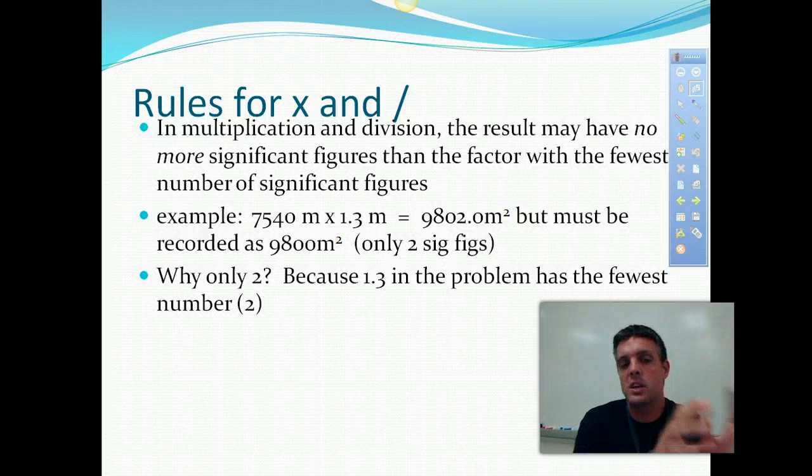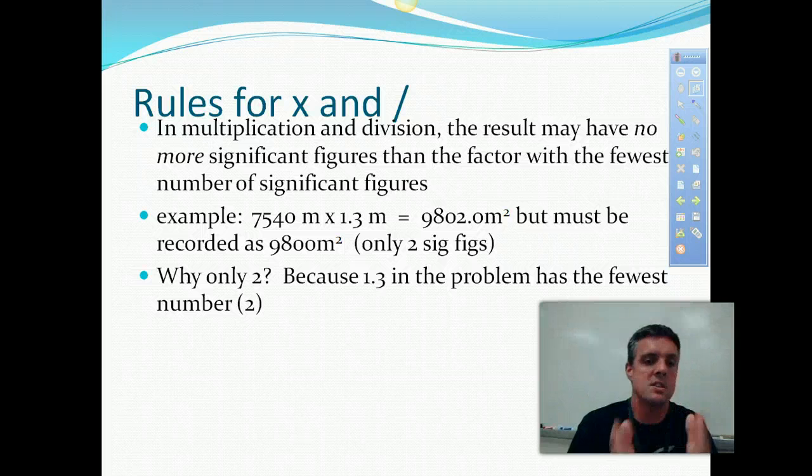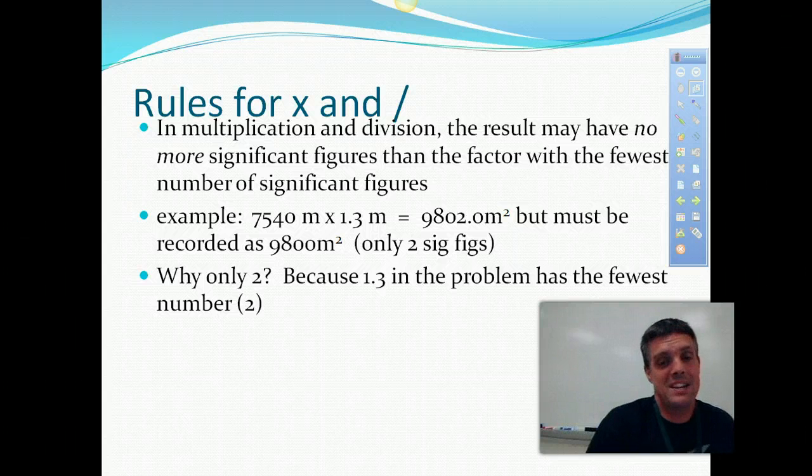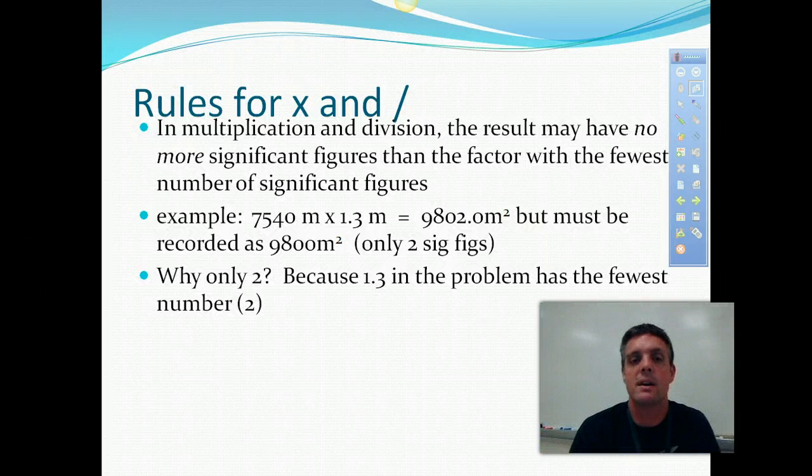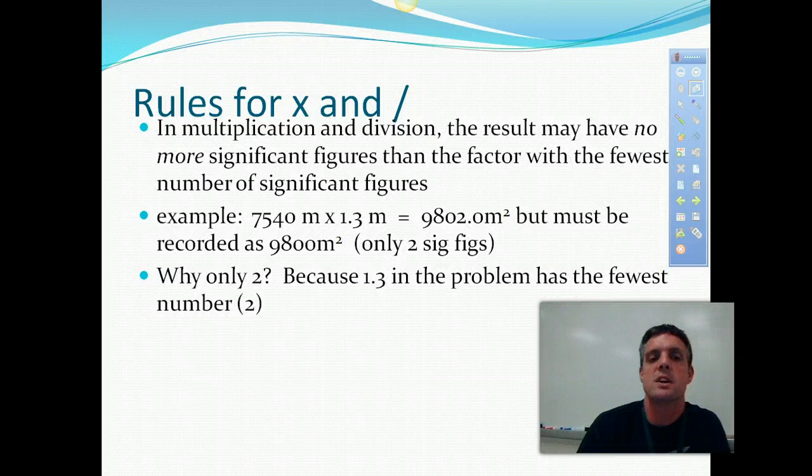All right, so you look at those 2 parts of the problem and you say, which one has the least number of significant figures? Well, your rules would tell you that the 1.3 is the least. It's only got 2. So when I get my answer on my calculator, it's going to say 9,802.0 meters, but I can't have that as a final answer. According to the rules of significant figures, you can only have 2 in the answer, and so you round that 9802 down to 9800, and I didn't put a decimal in my answer.